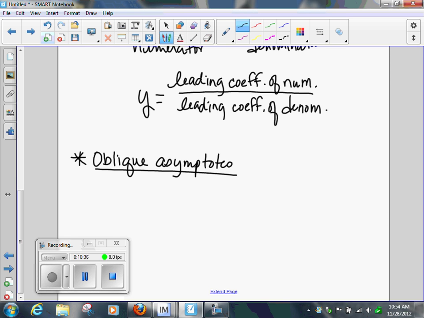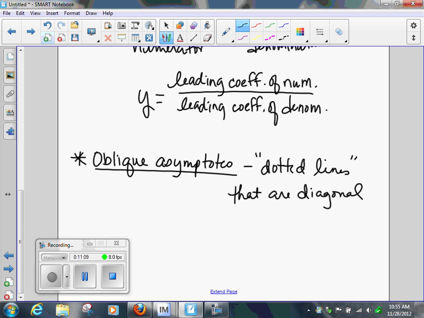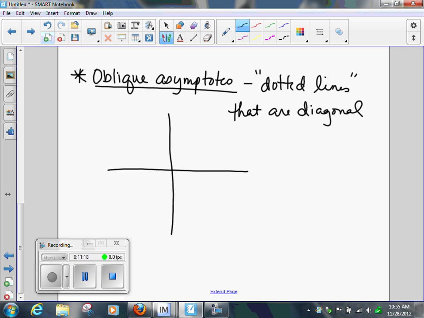But oblique asymptotes, we got vertical, we got horizontal. What are we leaving out? Say it again. The sides. Diagonal. What about those? Are there such things? Yes. And they're called oblique asymptotes. These will be dotted lines, if you will, that are diagonal. We are not going to focus on these at all, okay? But I can tell you what they're going to look like. It would look like something like this.